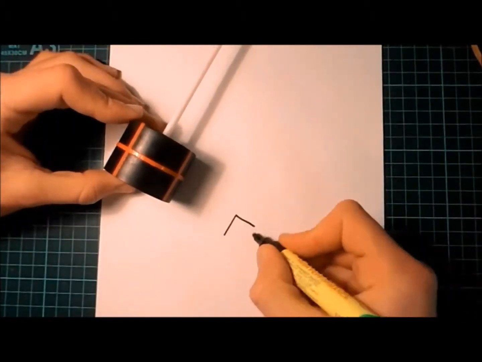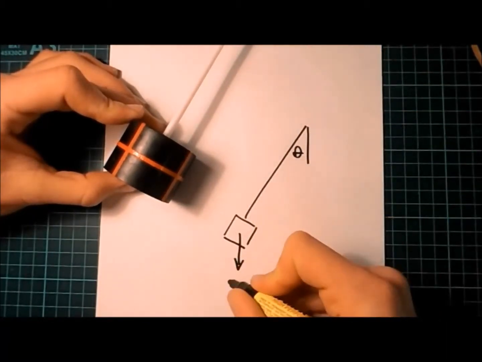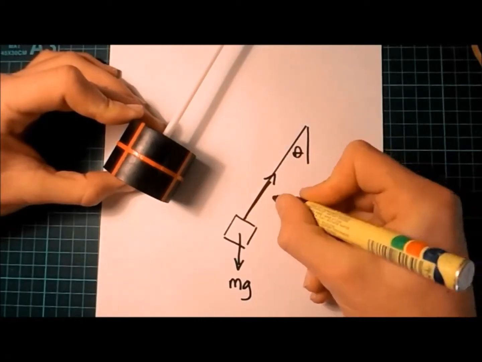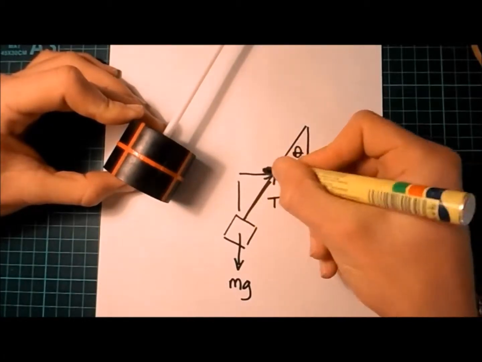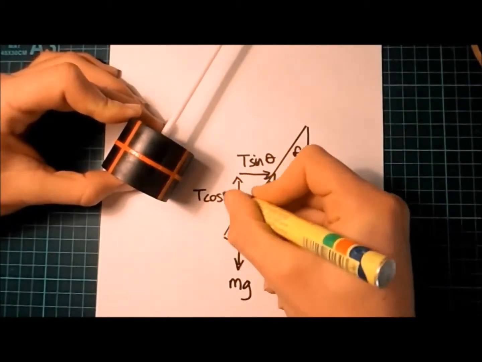So this is our pendulum. It makes an angle of theta to the vertical. It's got two forces acting on it. It's got the force due to gravity, mg. It's also got the tension force. Now we can split the tension force into its vertical and horizontal components, T cos theta and T sin theta.